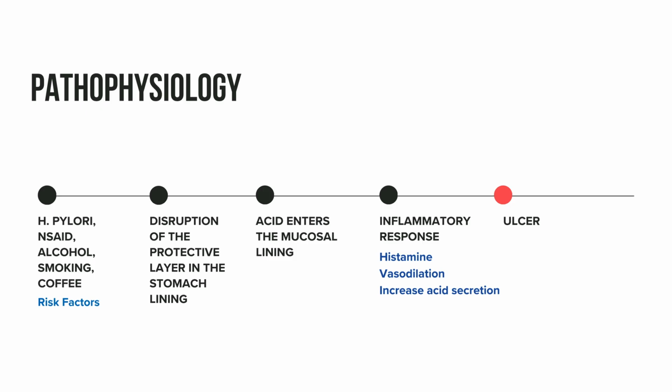So when hydrochloric acid seeps back into the compromised stomach lining, it damages cells and triggers an inflammatory response, leading to the release of histamine, which results in vasodilation and increased capillary permeability. With the activation of the inflammatory response, it releases more gastric acid in the stomach and duodenal regions. As more acid erodes the stomach lining, ulceration develops.